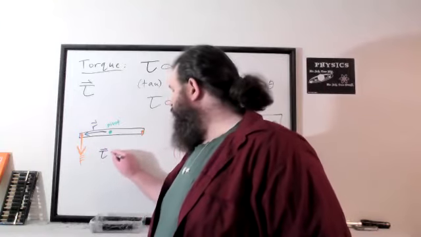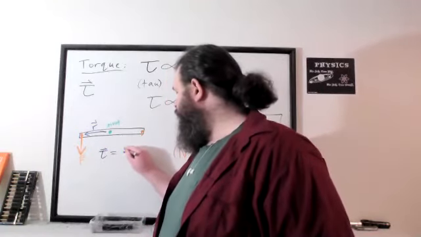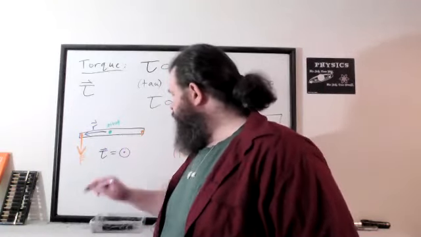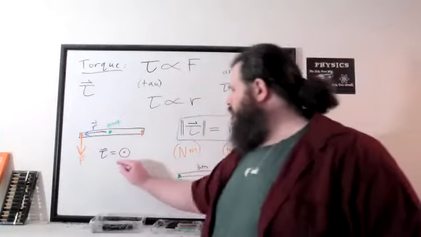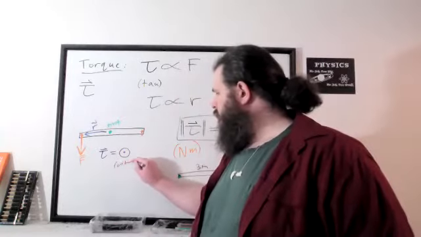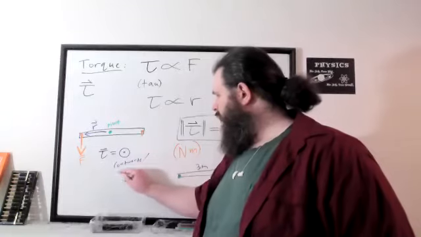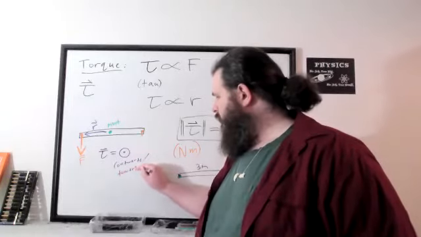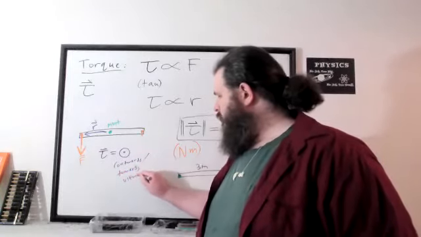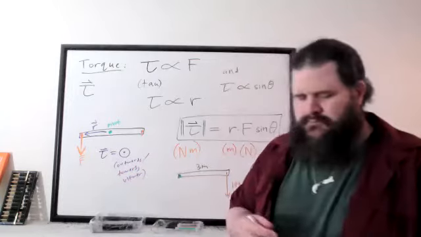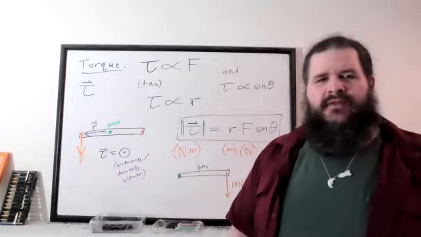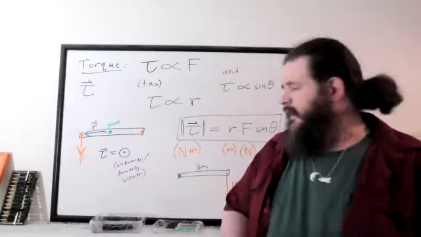A vector pointing straight out of the board, we usually just draw it as a circle with a dot in the middle. Outwards or towards the viewer. And the reason for that is it's supposed to look like an arrowhead pointing straight towards you.